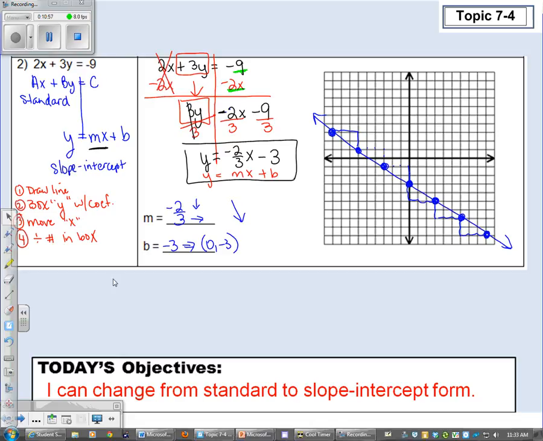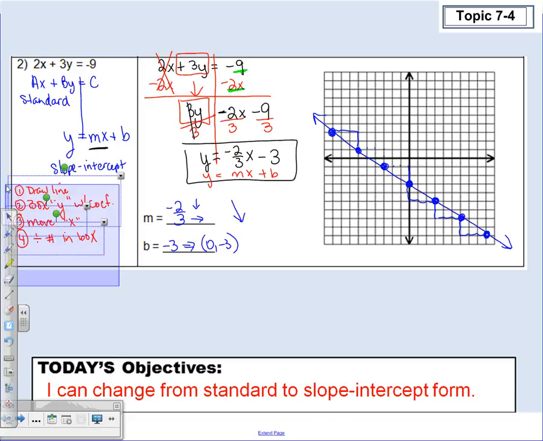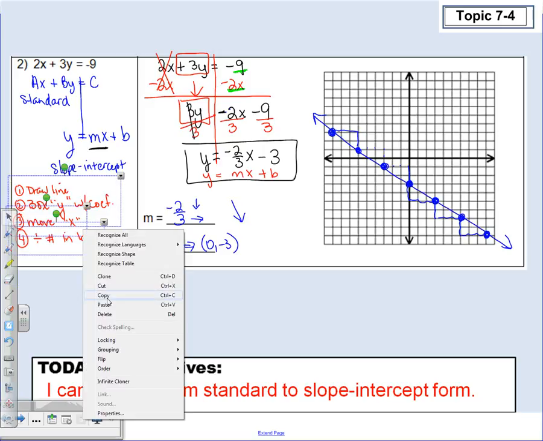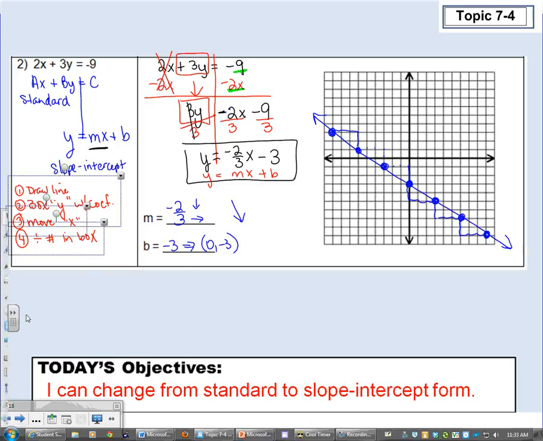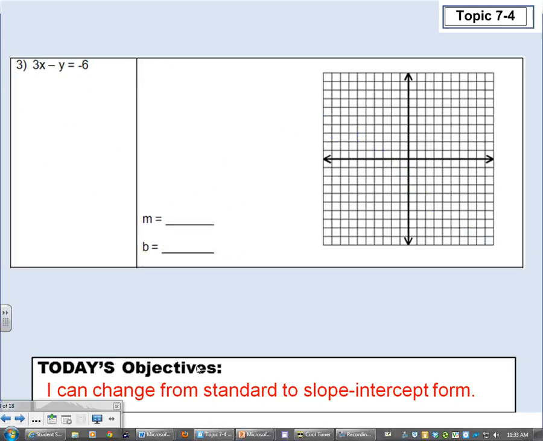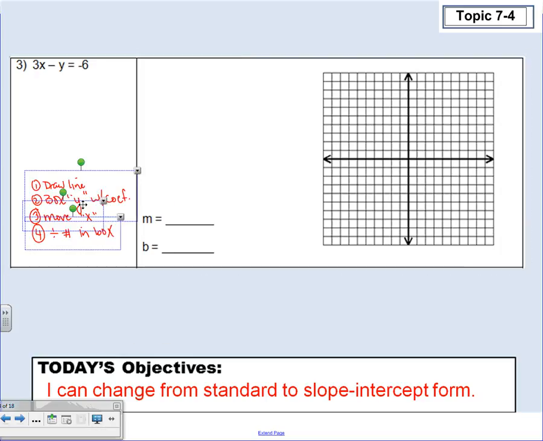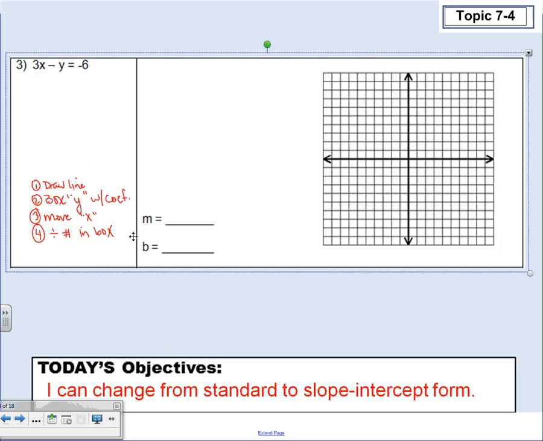Now that we've gone through the full process, I'm going to show you a little shortcut that's going to help us get from standard form into slope-intercept form using these same steps, but I'm not going to show all the steps. We're going to do the steps, just not show them all. We're still going to use these same steps though.